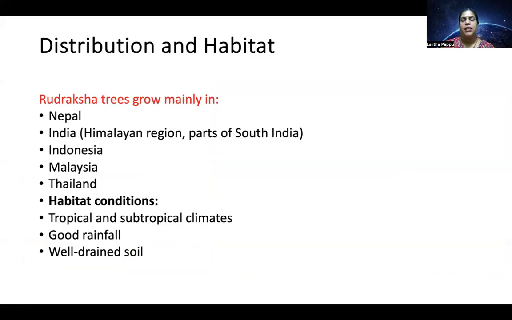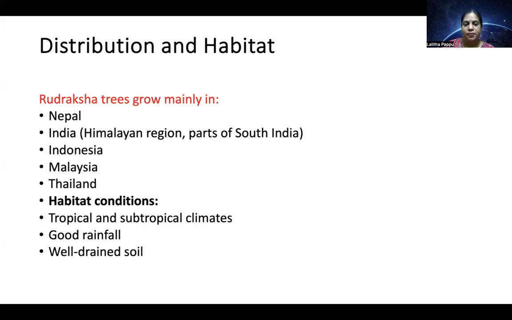So where do you see these Rudraksha trees? You see them in various countries. Prominently, you see them in Nepal. In India, in certain regions, you all know when you go to Haridwar, there will be many people coming to sell Rudraksha, and you must be knowledgeable enough to identify whether that is a real Rudraksha or a fake one. So you get them in the Himalayan region and also in some parts of South India, Indonesia, Malaysia, Thailand, and some other countries also, but prominently these are the places from where you get the Rudraksha.